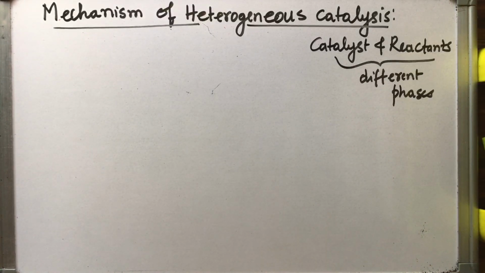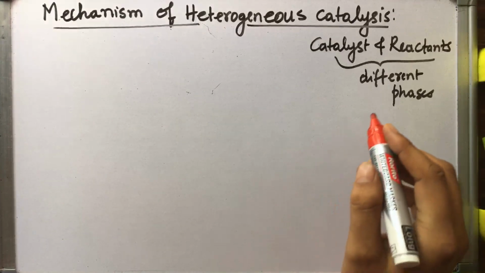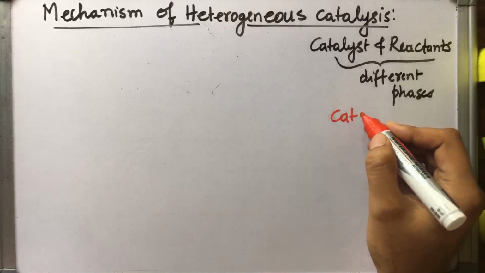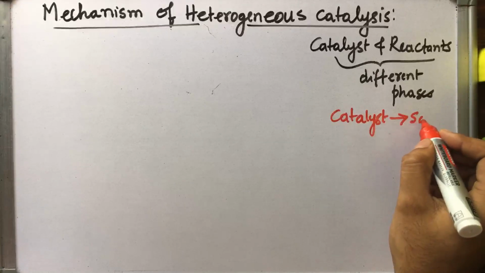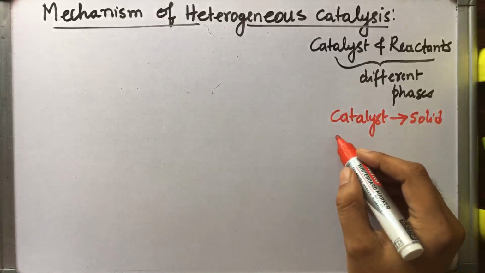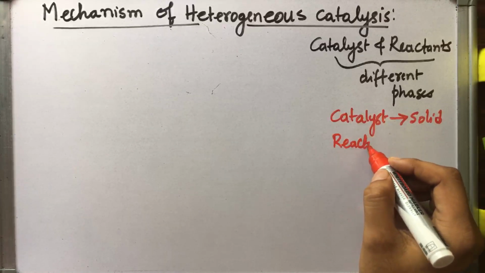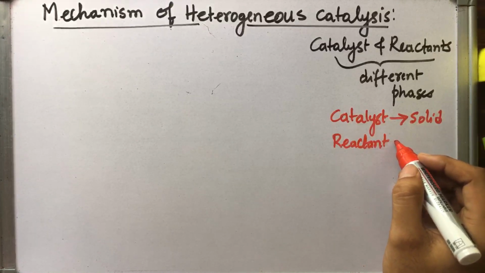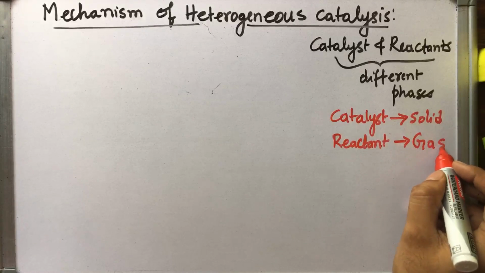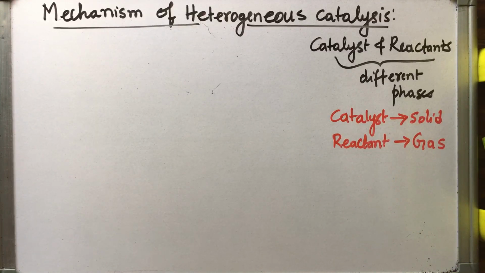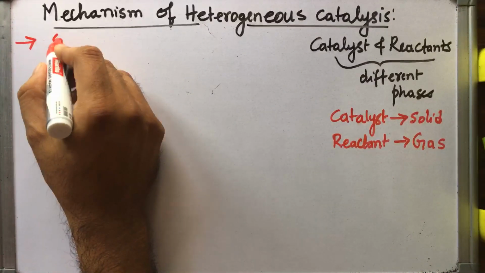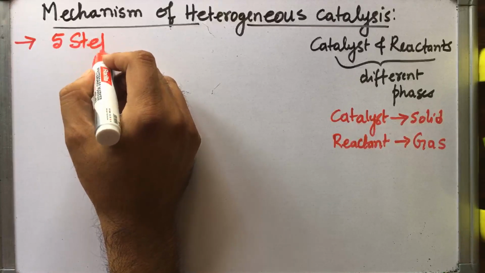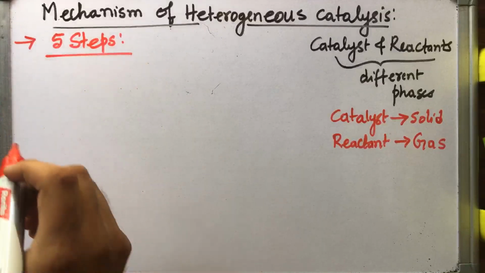Now let us study how the mechanism of heterogeneous catalysis takes place. Usually for heterogeneous catalysis, the catalyst will be a solid. Reactants will generally be gases. I think this point is clear, students. The mechanism of heterogeneous catalysis takes place in 5 simple steps. So let me explain you each and every step.